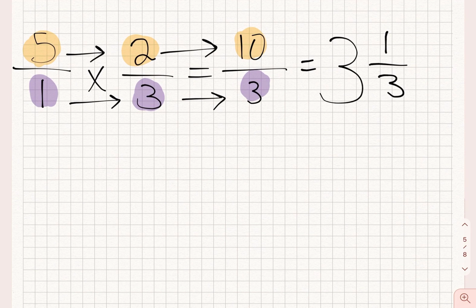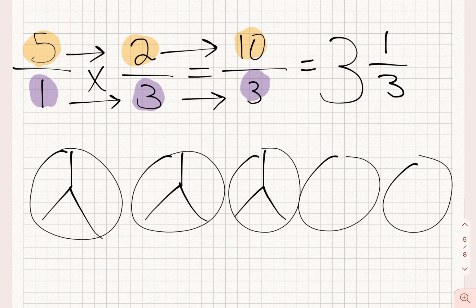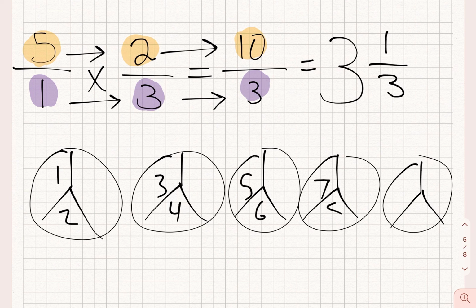If you ever want to take a look at what this problem looks like with models, you would just draw 5 wholes to start with. 1, 2, 3, 4, 5. And then you divide each of these up into thirds and take 2/3 of each, like that. And you'd find you'd get 10/3. There we have it.